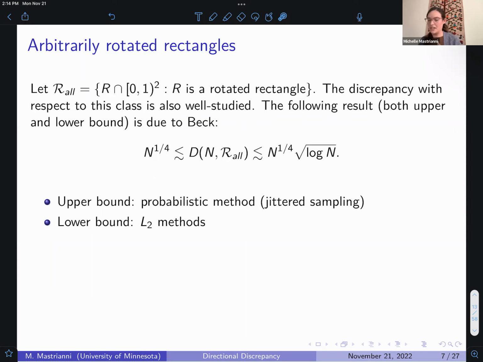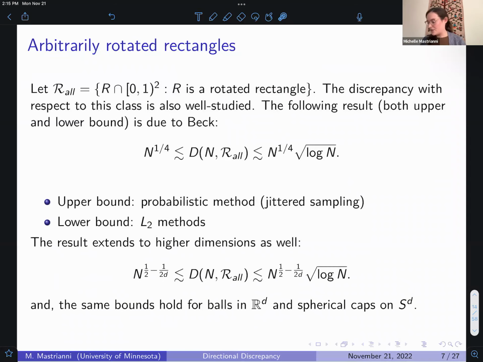The upper bound is shown via a probabilistic method called jittered sampling. I'll go through the proof briefly because it's interesting and nice. For the upper bound, we don't actually have an explicit deterministic point set which achieves this discrepancy. We can only show existence. So we don't know what this point set looks like that achieves this discrepancy, but we at least have existence. And for the lower bound, again, we use L2 methods, so we can achieve a lower bound on the L infinity discrepancy by achieving a lower bound on the L2 average.